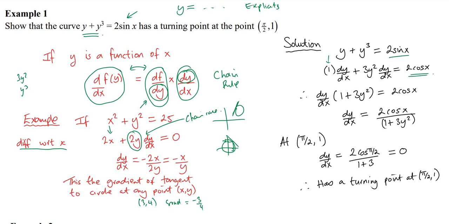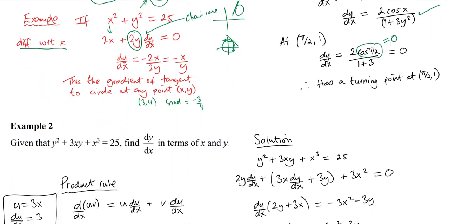Then we just simplify, factorize, get dy by dx by itself, divide both sides, rearrange it, and we get an equation for dy by dx. It says show that there is a turning point at this point. We substitute these two values in, and we should know that cos pi over 2 is equal to 0. So that means that dy by dx is 0, therefore it has a turning point at (pi over 2, 1). So there is a typical example of how you would use implicit differentiation.